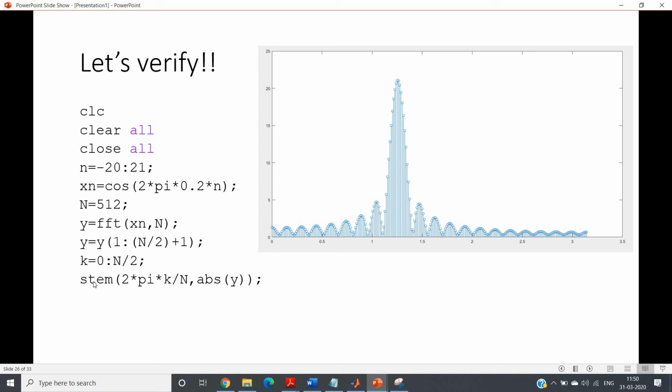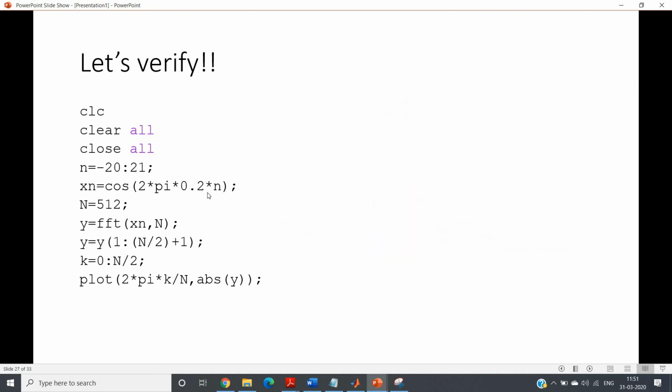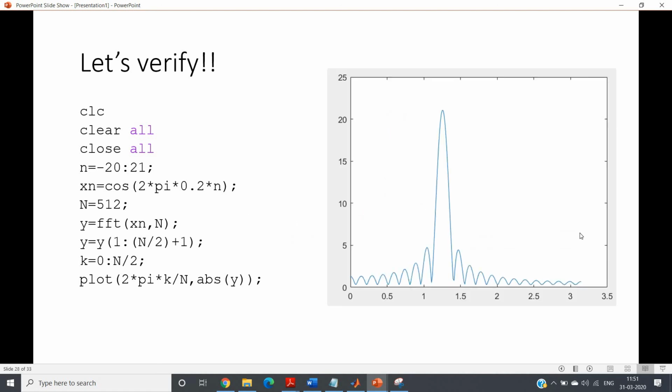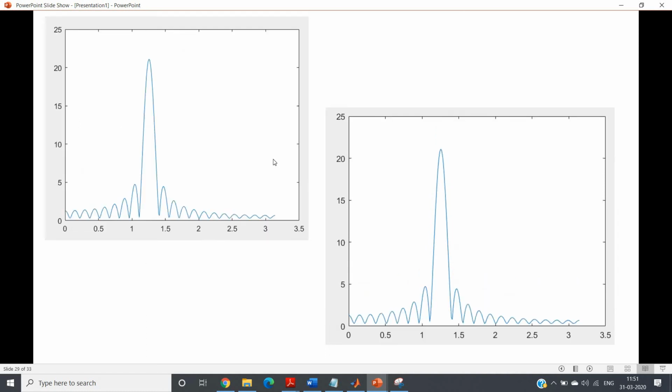Now, instead of stem, as we want our continuous domain representation, because the DTFT is continuous, we have to join the successive samples of the DFT. So instead of stem, write plot, and the rest of the code remains unchanged. If I do plot, I will get the waveform like this. Now consider, this is our DTFT, the magnitude response from the original DTFT code. This is the magnitude response after joining the successive samples of the DFT. That is, we have got samples and we have successively joined them.